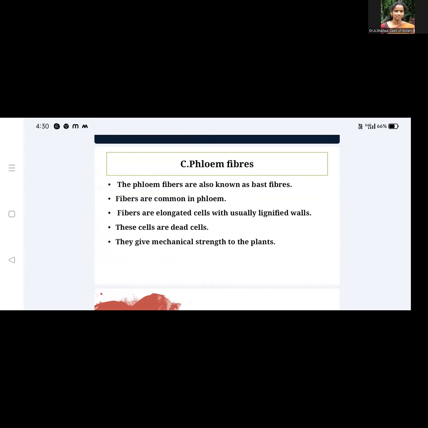Phloem fibers are also known as bast fibers. Fibers are common in the phloem. These are elongated cells with usually lignified walls. These are dead cells. Wherever you observe lignified cells, with lignin in the cell walls, those cells are almost dead cells. Cells having cellulose are living cells. Phloem fibers give mechanical strength to the plants.